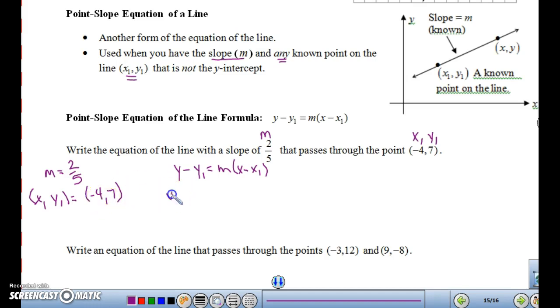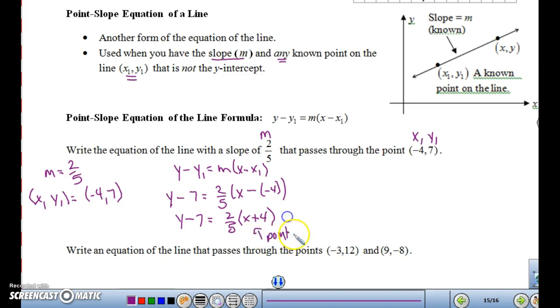So plugging it in, we have y minus 7, because that's y1, equals 2/5 times x minus -4. Now, what's x minus -4 actually? It's actually x plus 4. So, this is actually the point-slope form of the line, point-slope.